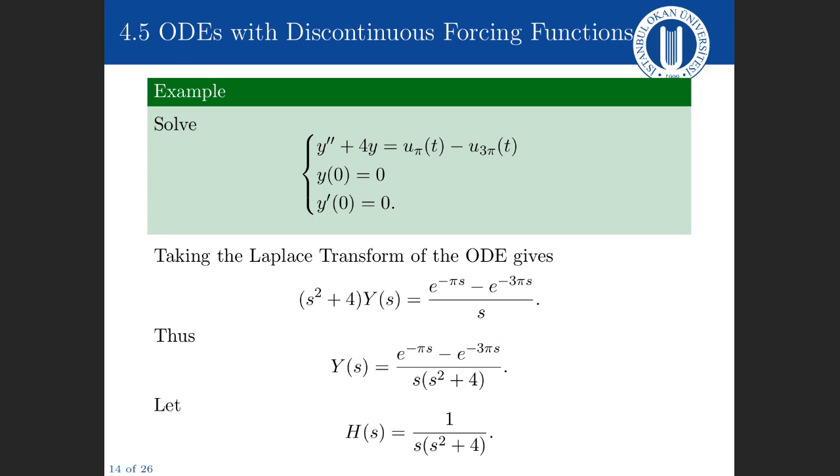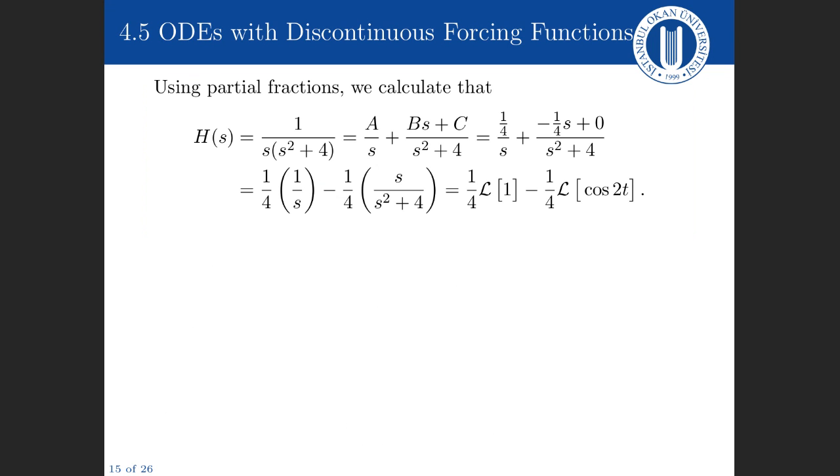So let's give this a new name. Let's use the letter h again. Let capital H be the function 1 divided by s squared plus 4. We can use partial fractions on capital H. And as always, I leave it for you to check that this calculation is correct.